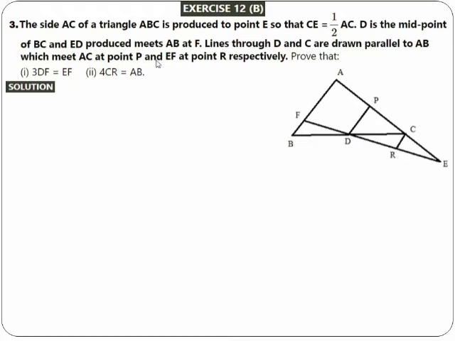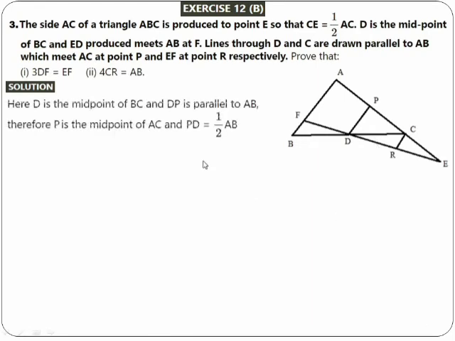Now you need to prove that 3 times DF equals EF and 4 times CR equals AB. This question is very simple. The only thing is you have to draw the diagram properly. After the diagram is drawn, your work is very simple. Let's see the work.